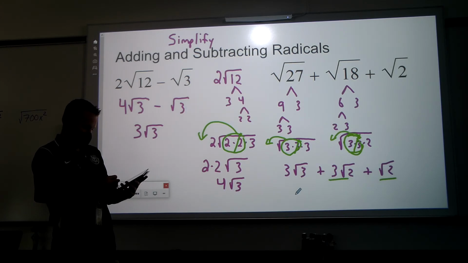So then what do I do with the 3 square roots of 3? It just stays itself. And we'll combine here. 3 plus 1 is 4 square roots of 2.